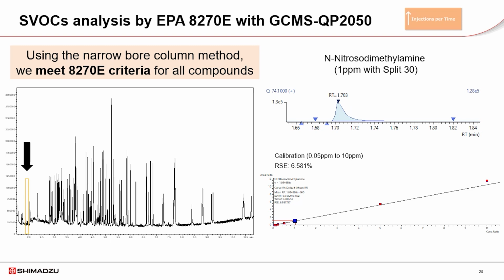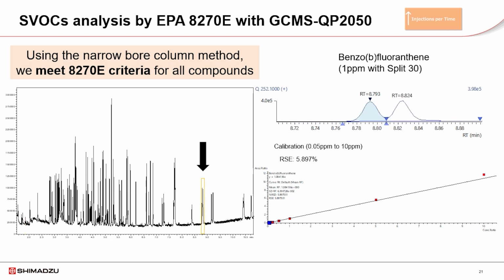For example, I chose NDMA from the early volatile compounds. We can meet the 8270E initial calibration criteria and get a good calibration curve from 0.05 ppm to 10 ppm in the vial. Regarding later-eluting compounds, you can see a good chromatogram for benzo(b) and benzo(k)fluoranthene. We can get a good peak shape and good calibration from 0.05 ppm to 10 ppm and meet all the requirements for the 8270E method.